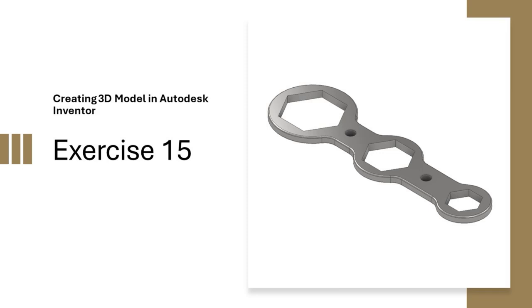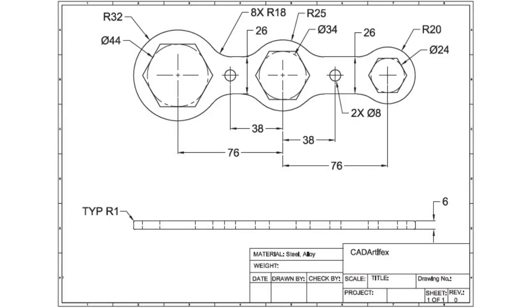In this session, we're going to work on exercise 15, where we'll create a 3D model. You'll also see various views and dimension drawing, which will guide us through the design process. Once the model is complete, we'll assign a steel alloy material and calculate its mass properties. All dimensions provided are in millimeters, so make sure your unit settings match before getting started. Let's dive in and bring this model to life step by step in Autodesk Inventor.